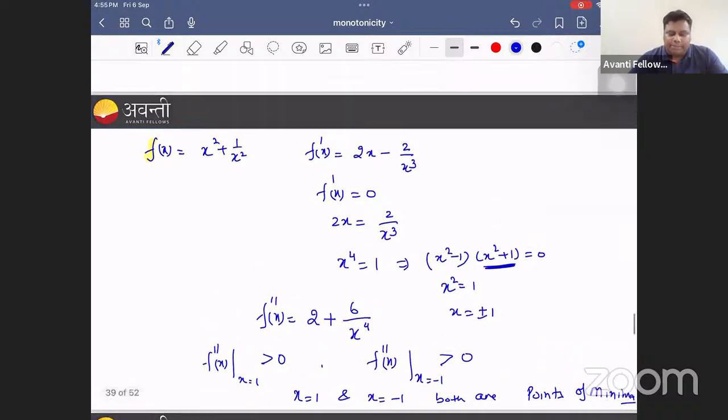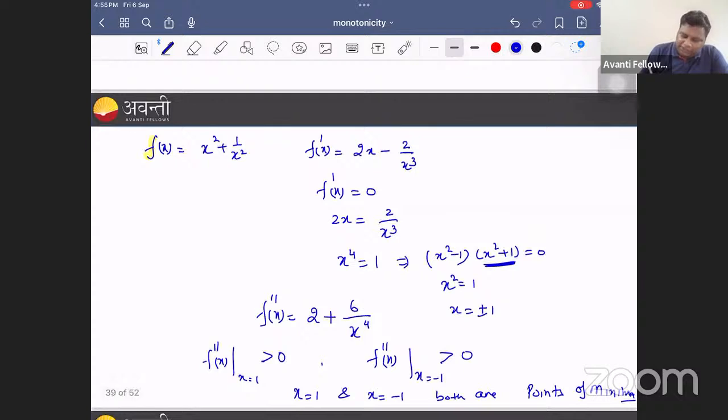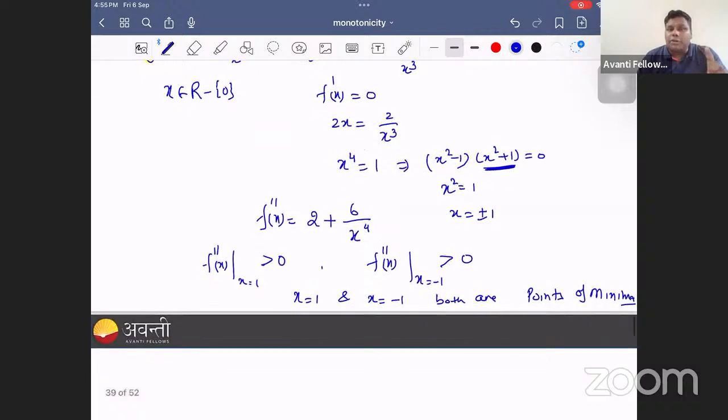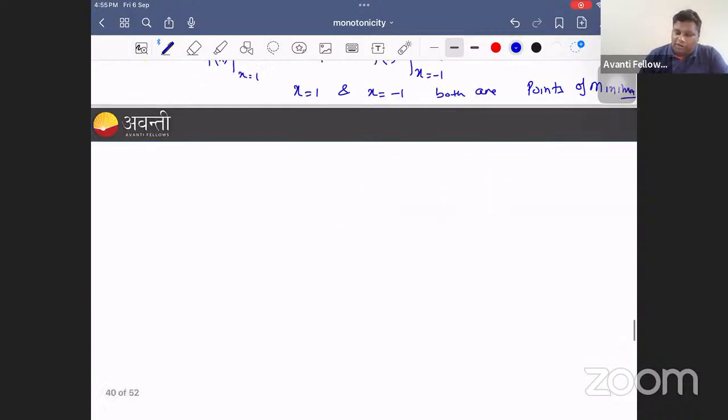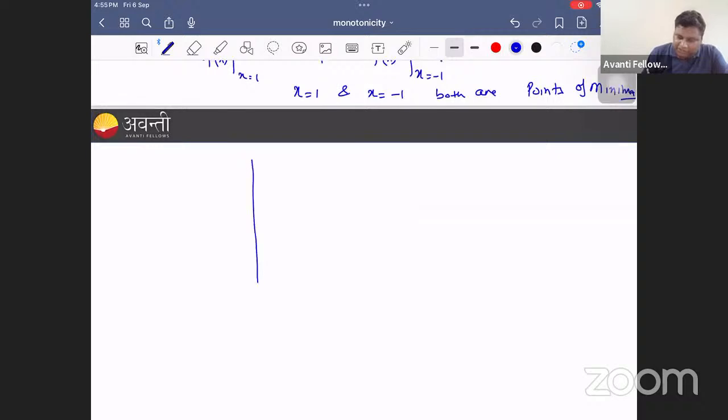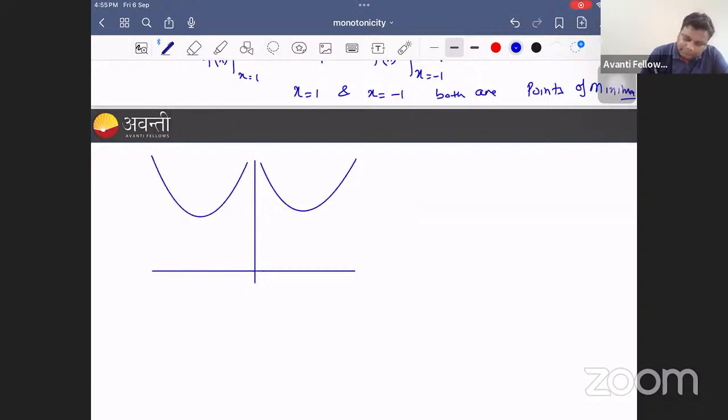See, basically, the domain of this function is x belongs to R minus 0. So this function is discontinuous at x equals 0. The theorem I told you was for a continuous function. If a function is continuous, its maxima and minima will occur alternatively. Here the graph of this function is like this. This is x equals 1 and this is x equals minus 1.